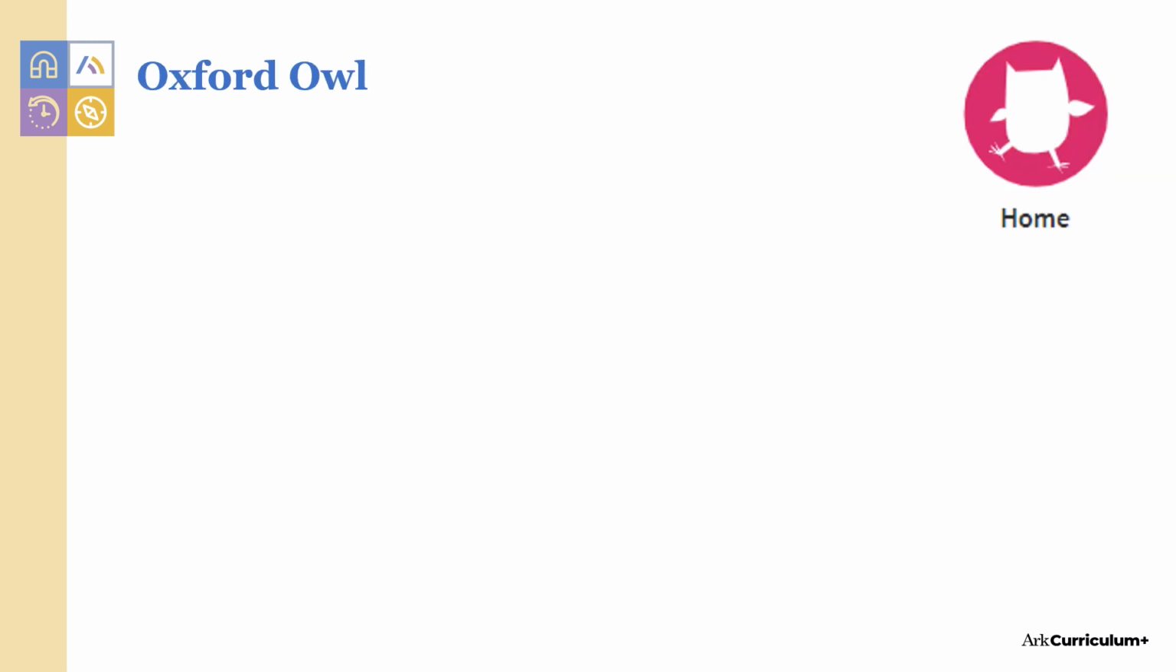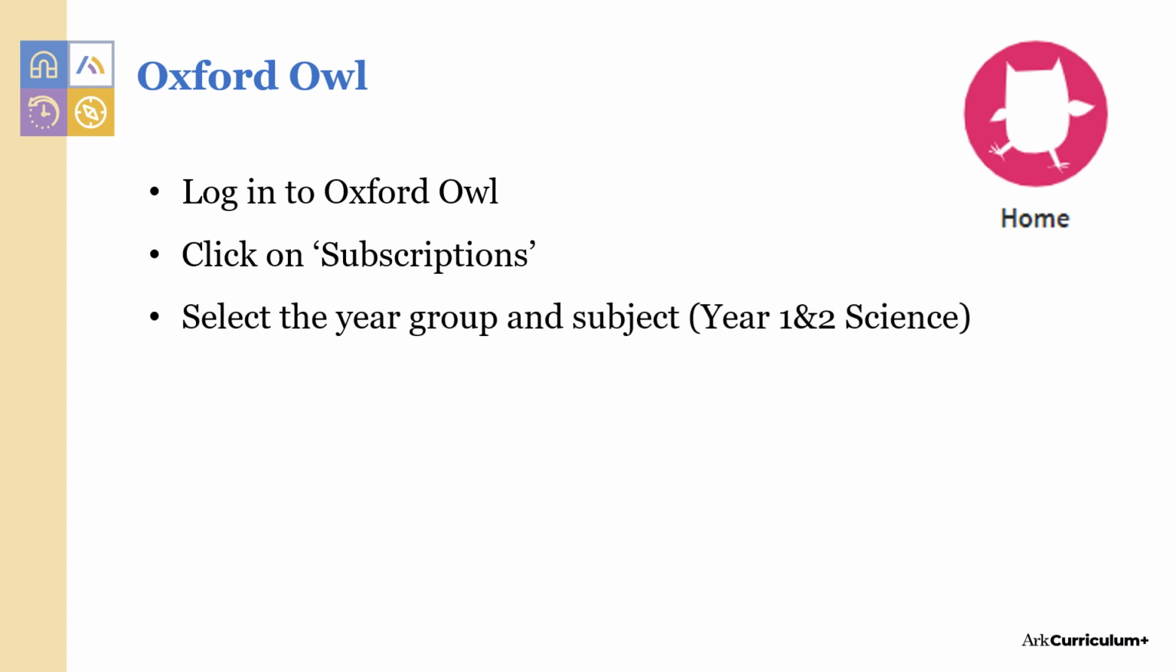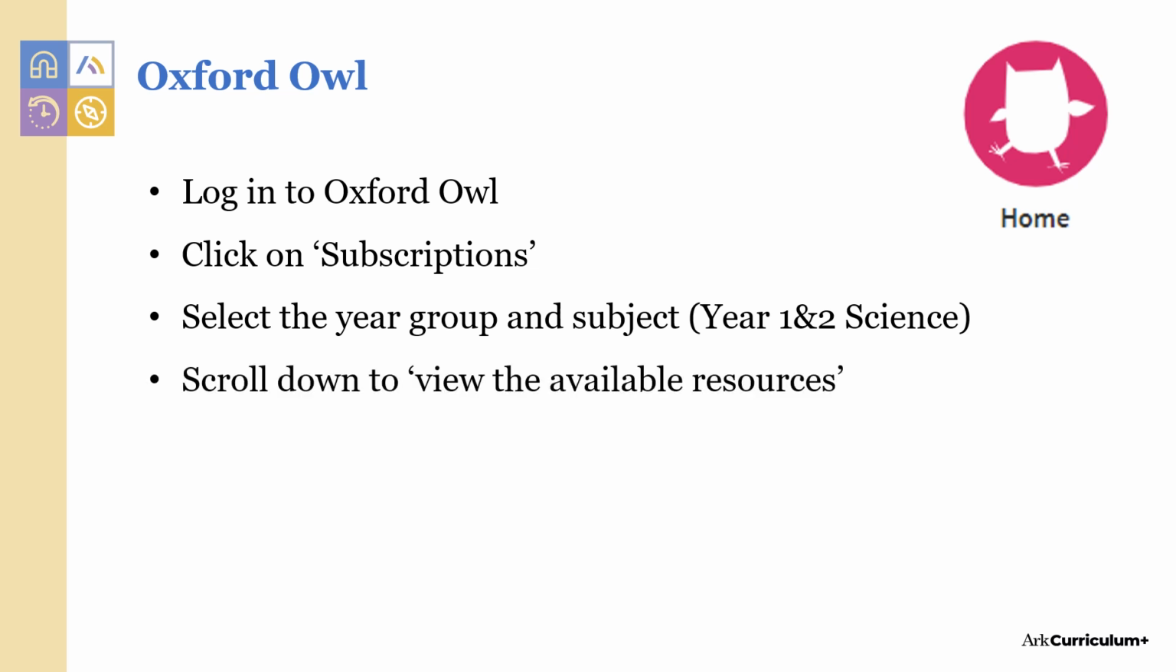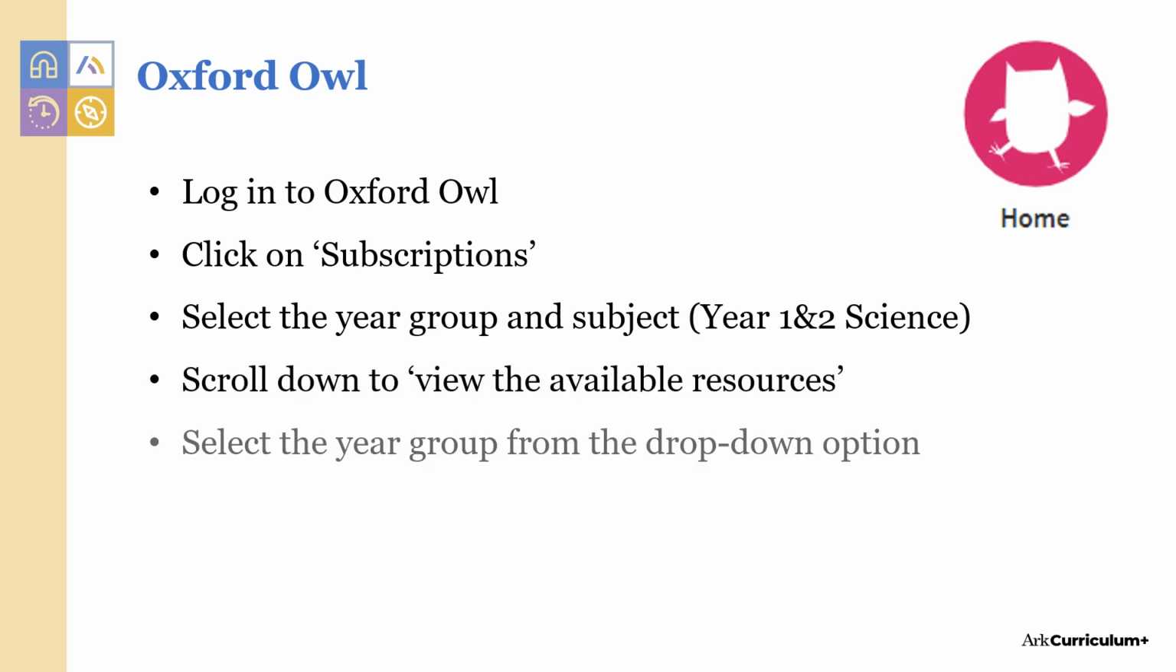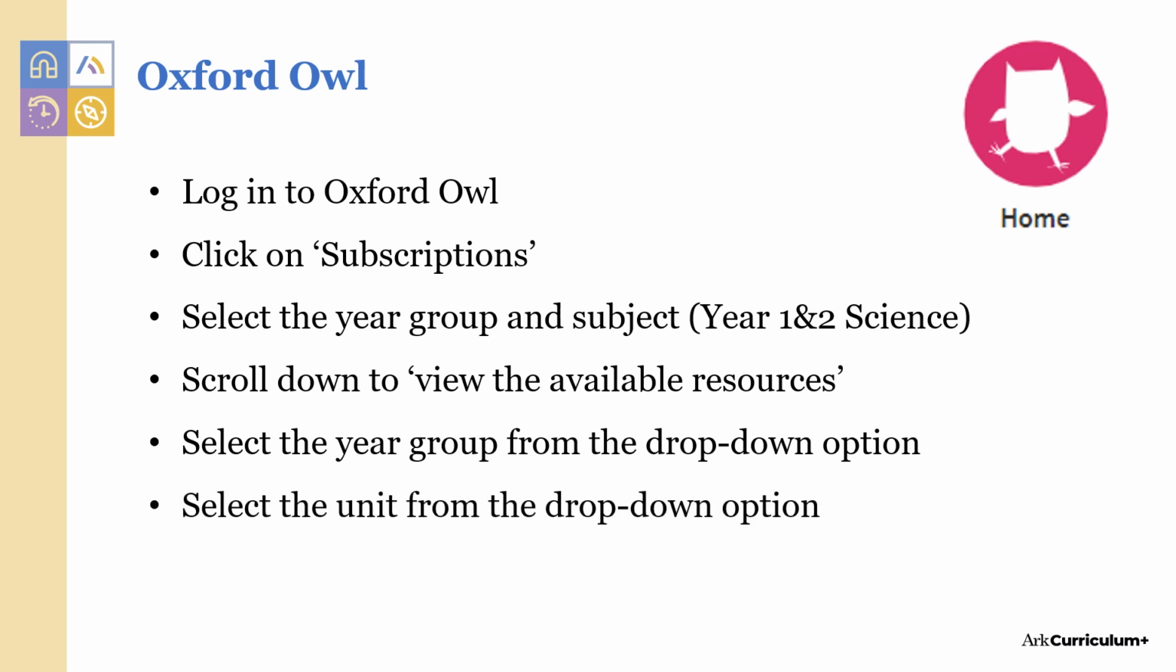To access the resources in Oxford OWL, you'll need to log in, click on Subscriptions, select the year group and subject, so Year 1 and 2 Science, scroll down to View the Available Resources, select the year group from the drop-down option, select the unit from the drop-down option, and download the resources for each lesson.